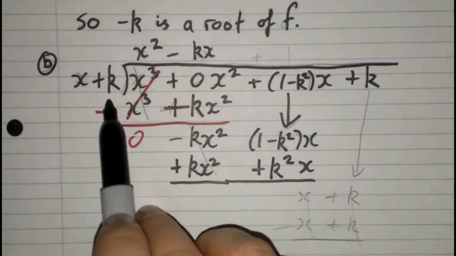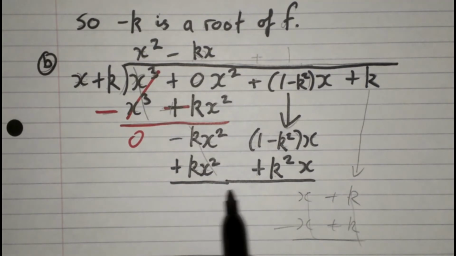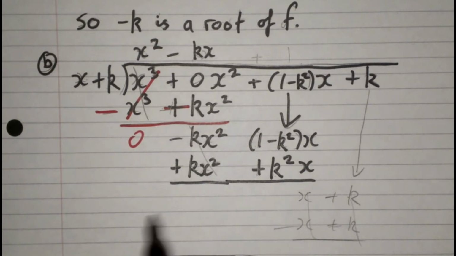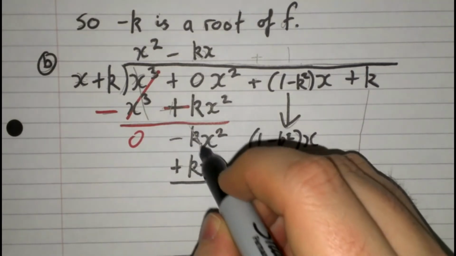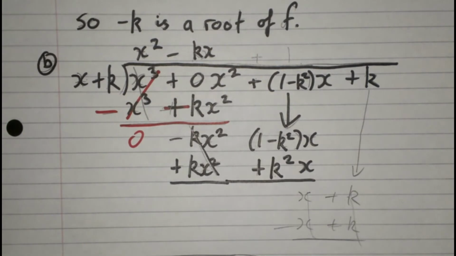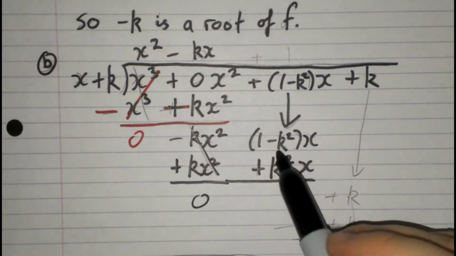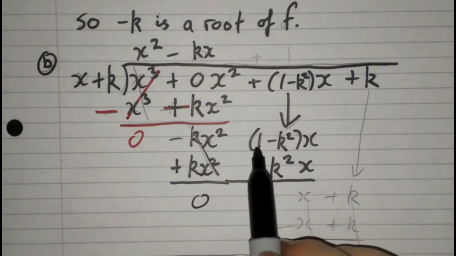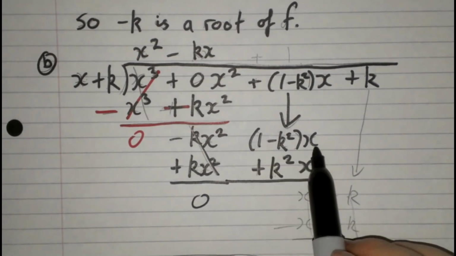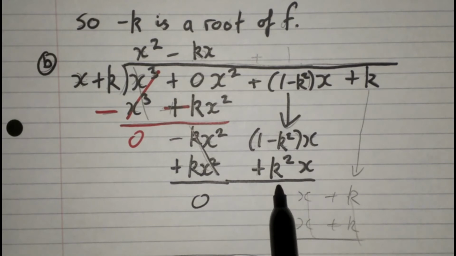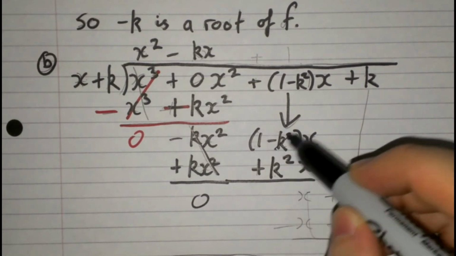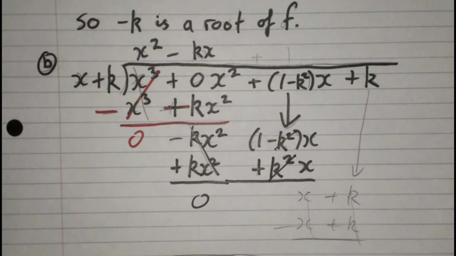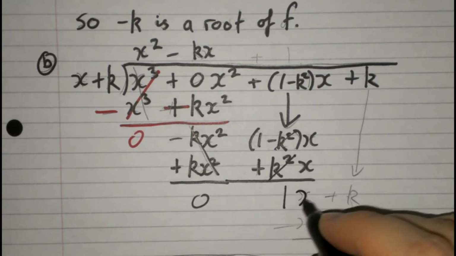Minus kx times x plus k gets you minus kx squared minus k squared x. So I've already drawn the line and changed the signs, so those are going to cancel. And I get 0. This is where you might have a little bit of trouble. You can just multiply this out, so this is going to be x minus k squared x, and you're adding on k squared x, so that minus k squared and the plus k squared are going to cancel, so all you're going to have in the end is the 1x.